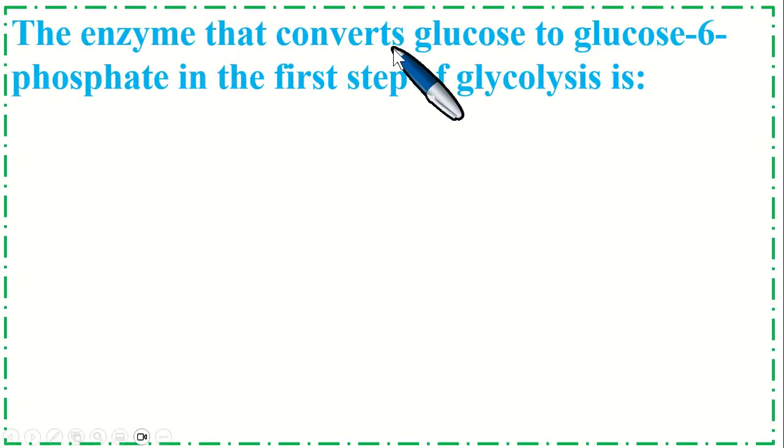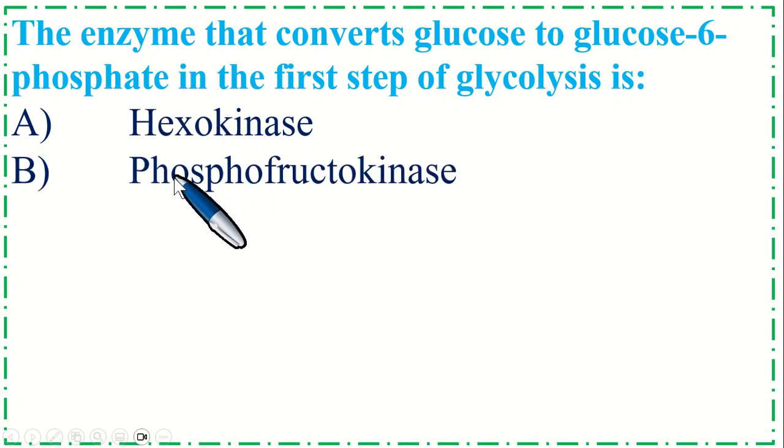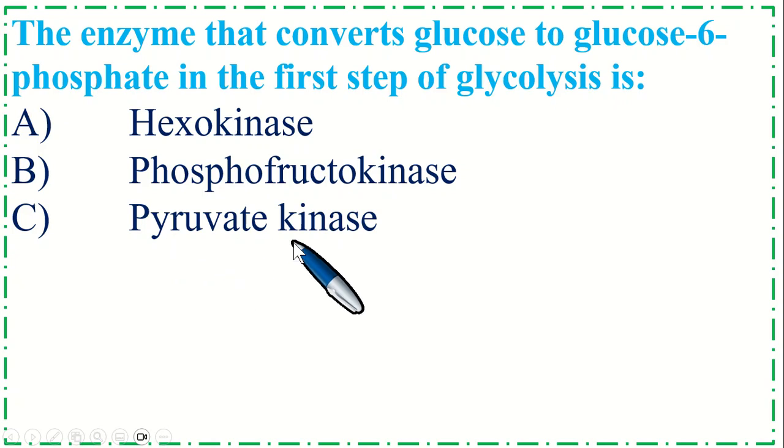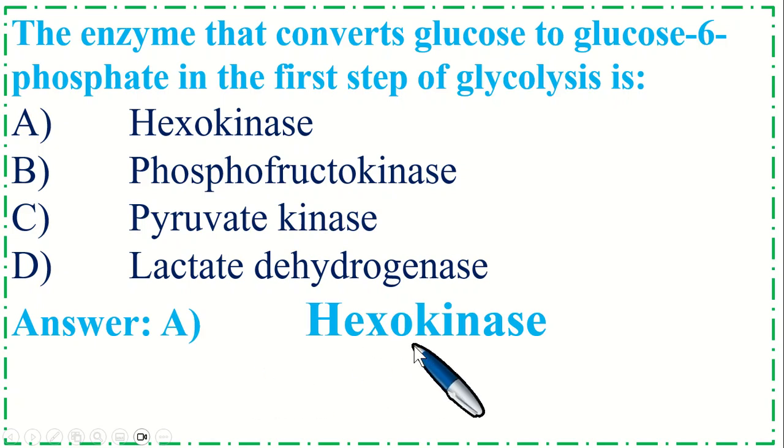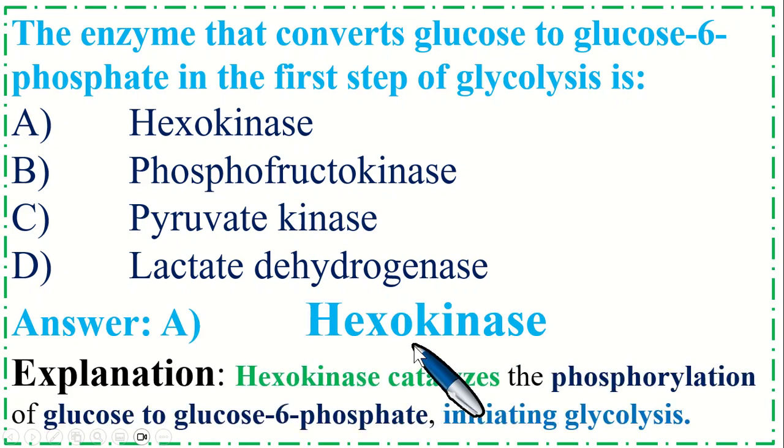The enzyme that converts glucose to glucose 6-phosphate in the first step of glycolysis is option A hexokinase, B phosphofructokinase, C pyruvate kinase, and option D lactate dehydrogenase. So the correct option is A hexokinase. Hexokinase catalyzes the phosphorylation of glucose to glucose 6-phosphate, initiating glycolysis.